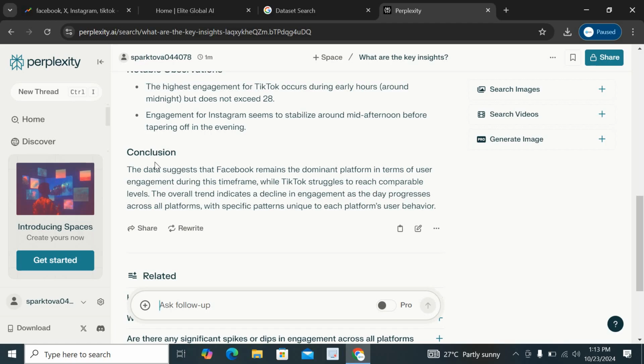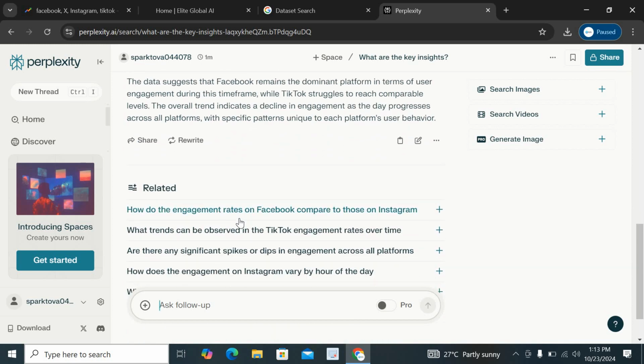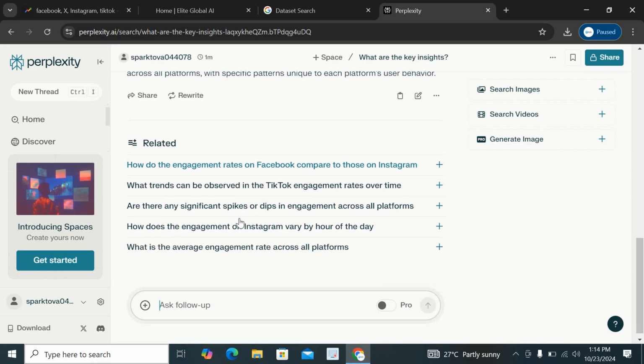And here we go, it still gives us the conclusion anyways. So the data suggests that Facebook remains the dominant platform in terms of engagement during this time frame. TikTok struggles to reach comparable levels, and the overall trend indicates a decline in engagement as the day progresses across all platforms.